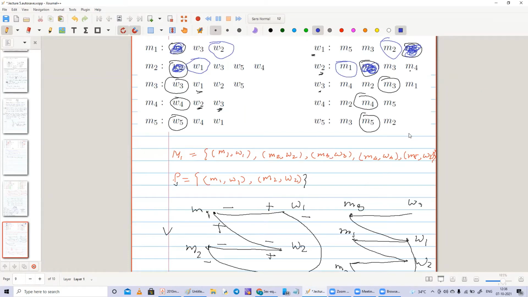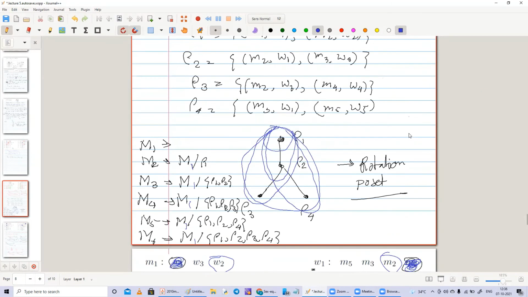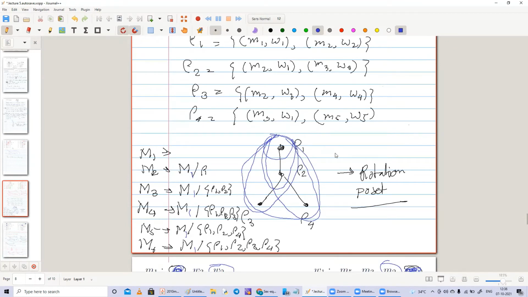And after you find all the rotations, you can build a partial order like this. I'll just draw the small picture one more time. A partial order like this, where there is a bijection between the set of all stable matchings and all the closed subsets of this partial order of the rotations. And how do we build this partial order? We start with the rotations that are exposed at the beginning in the man-optimal matching. They will be on the top.